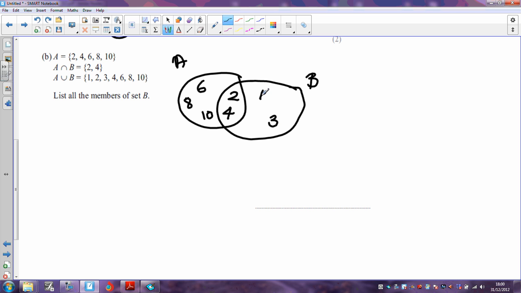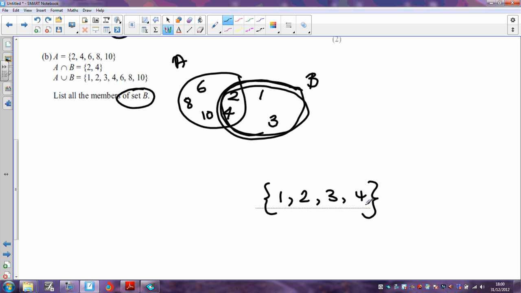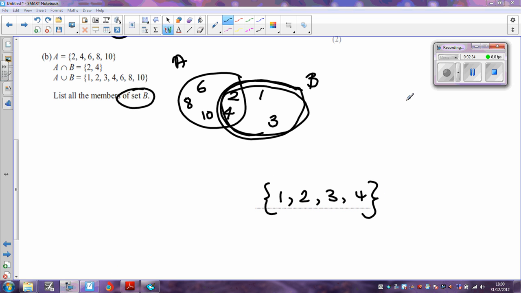Let's just check I've got everything. 1, 2, 3, 4, 6, 8, and 10. In other words, my Venn diagram looks like that. Be careful, the question says list all the members of set B, and this is the circle containing set B. In other words, the members of set B are 1, 2, 3, and 4. And really, you should put the curly brackets around there, but I don't think you'll be penalised if you don't.